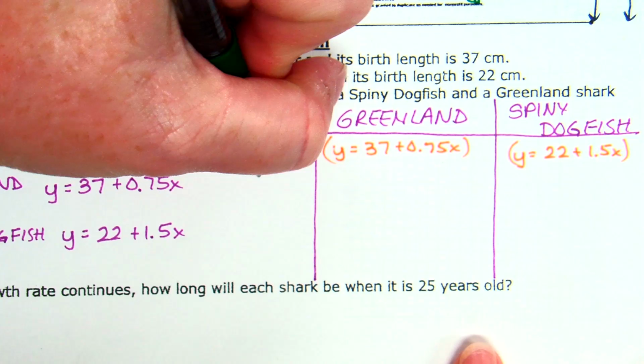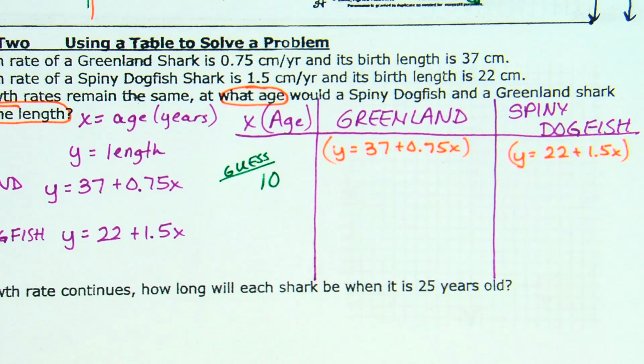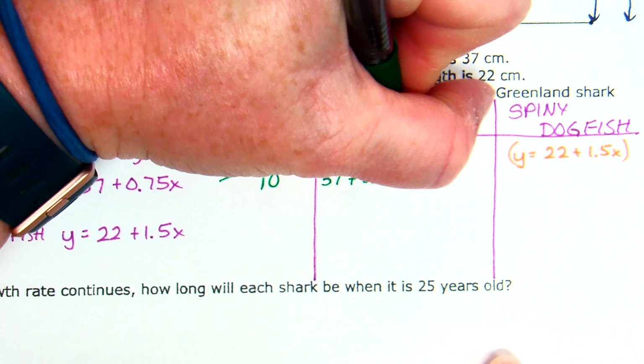But if I start at 10, and keep in mind, 10 is a guess. You guys, some of you said 1, 2, and then when I said, let's push a little bit, I heard 5, which was much better. Now, what do I do with this 10? Yeah, plug it in for x. Basically, find the length of the Greenland shark. So 37 plus 0.75 times 10.